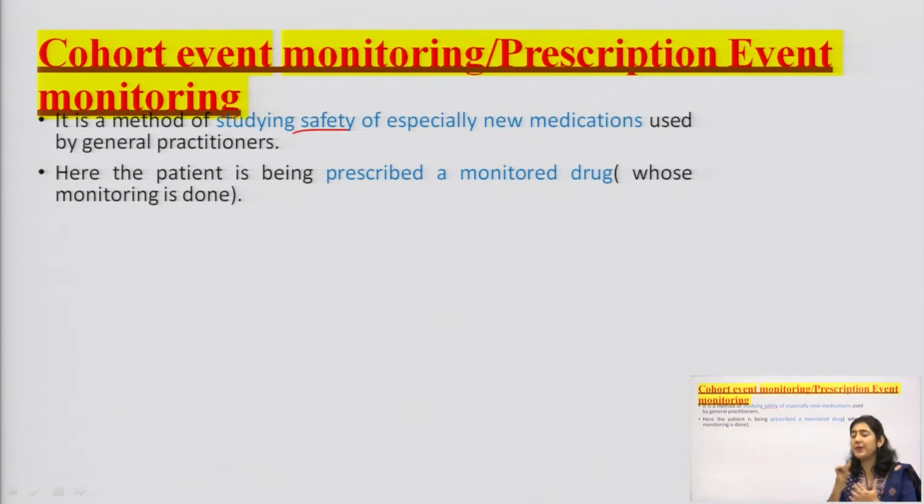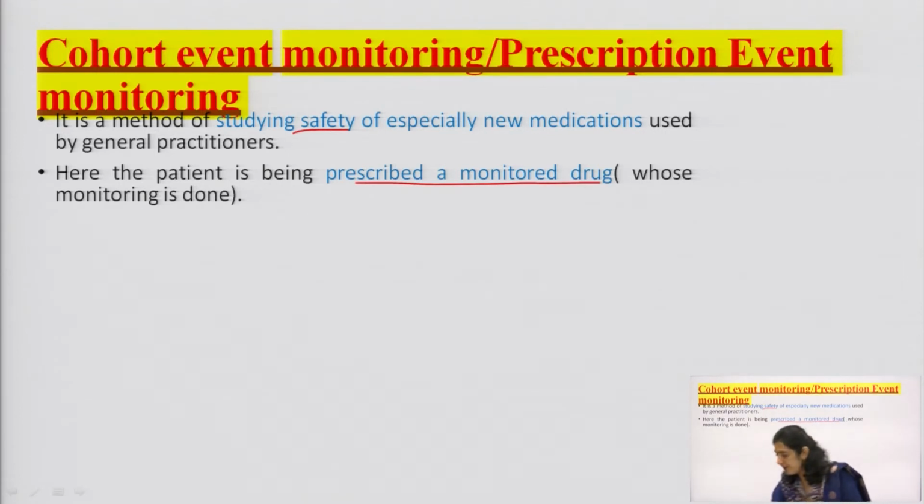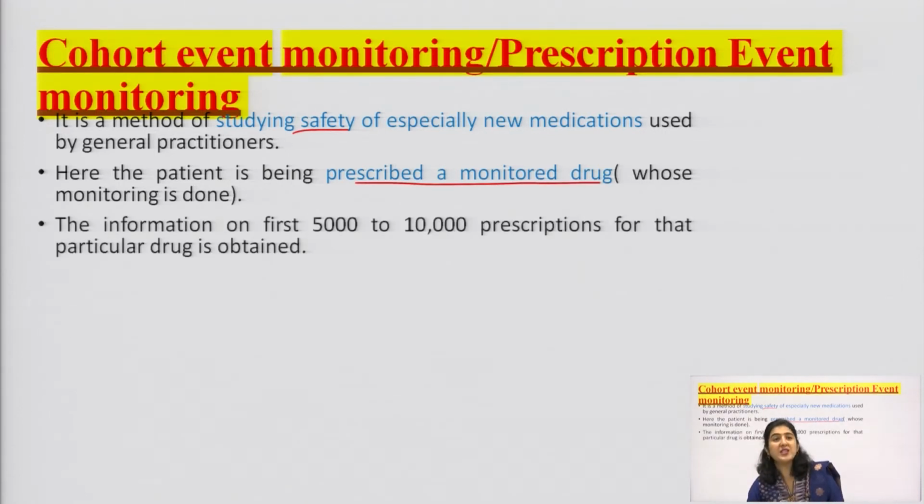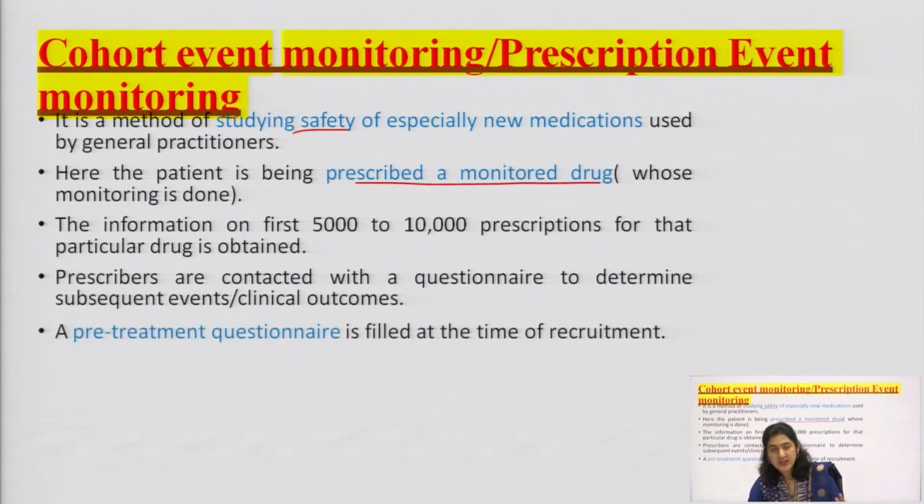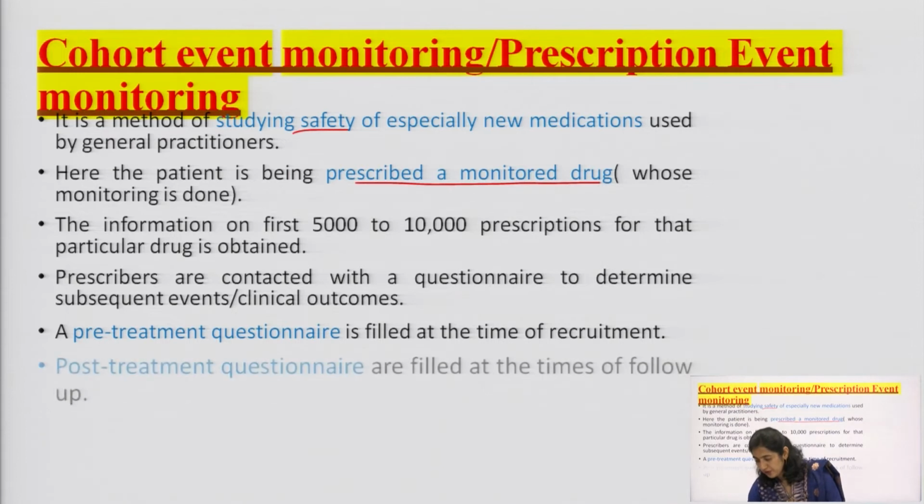तो आप देखो proactive approach है पूरा. So here the patient is being prescribed a monitored drug whose monitoring is being done. The information of first 5,000 to 10,000 prescriptions is obtained. Prescribers are contacted with a questionnaire to find out what type of clinical outcomes occurred with the drug. So there was a pre-treatment questionnaire and there is a post-treatment questionnaire which have to be filled by the doctor.